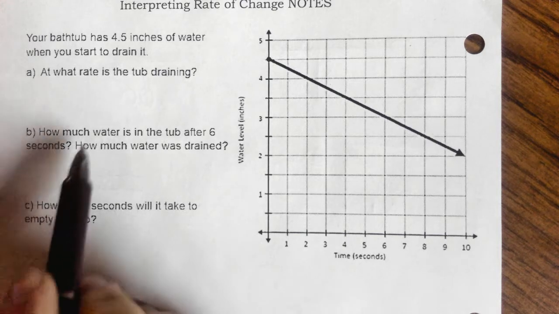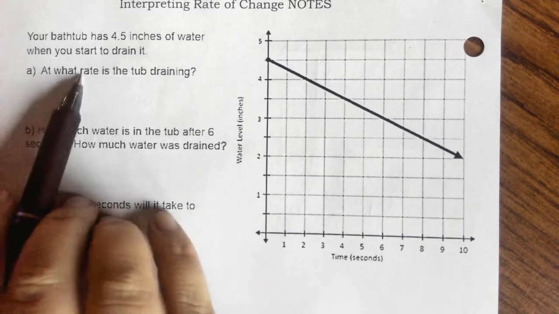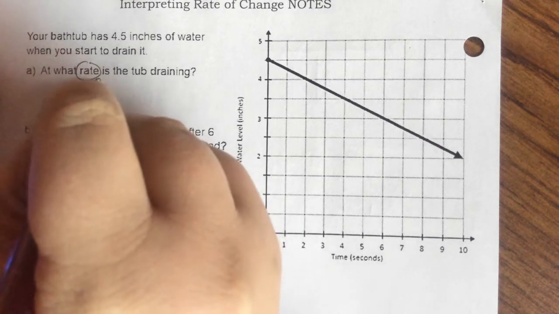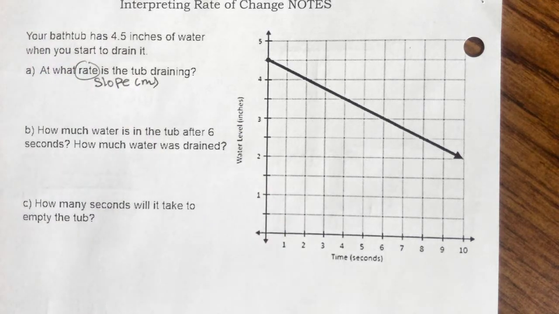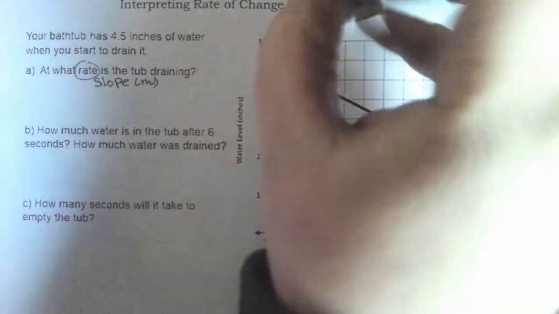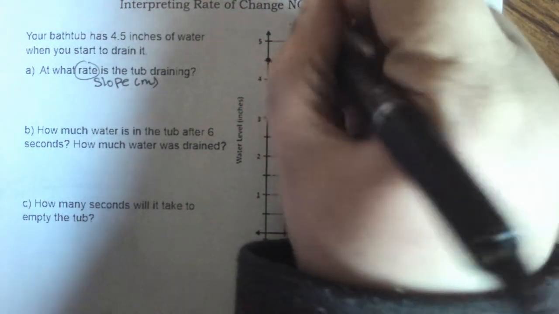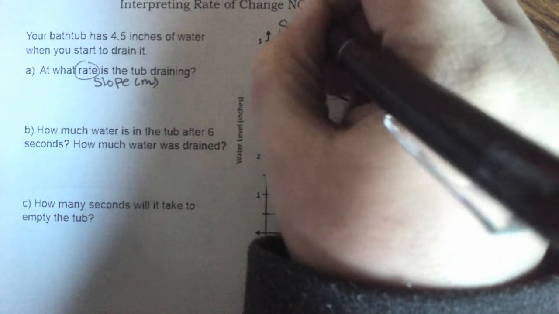The first question asks us what the rate of the tub is when it's draining. At what rate? That just means slope, which is represented with the letter M. This is a graph, so I do have to use positive or negative. Oops, sorry. I do have to use my new first step, which is scale. I have to write the word scale.